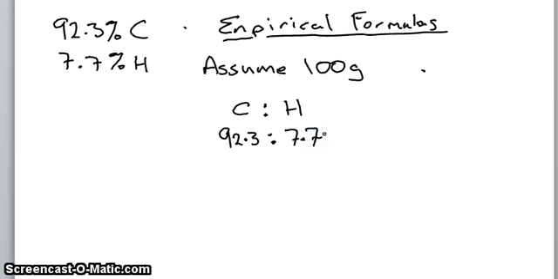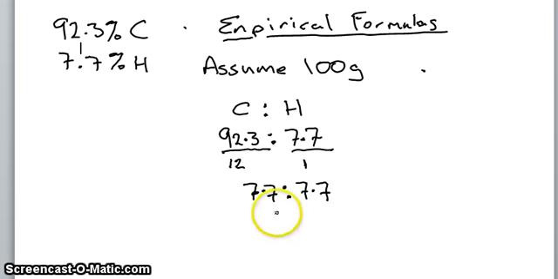We can't use a weight ratio. What we need to do is divide those numbers by the relative molar masses. In the case of carbon, 12, and in the case of hydrogen, 1, and that will give us a ratio of 7.7 to 7.7, or a 1-to-1 ratio. So we can write the empirical formula for this compound as CH.